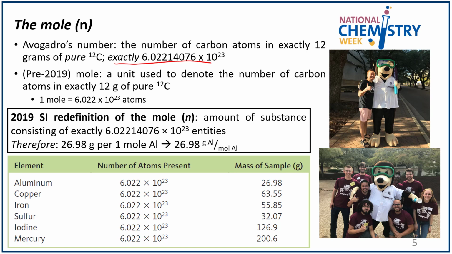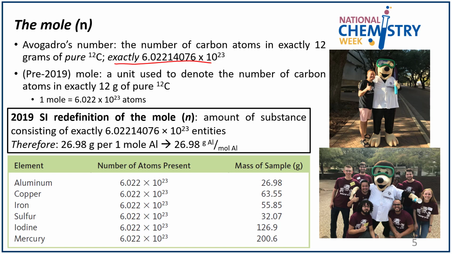That was the definition at least before 2009. Before 2009, everything was defined with respect to that. Now, in 2000, did I say 2009? I meant 2019. So in 2019, the definition was slightly changed. And now, a mole is the amount of substance consisting of exactly 6.0221476 times 10 to the 23 entities.